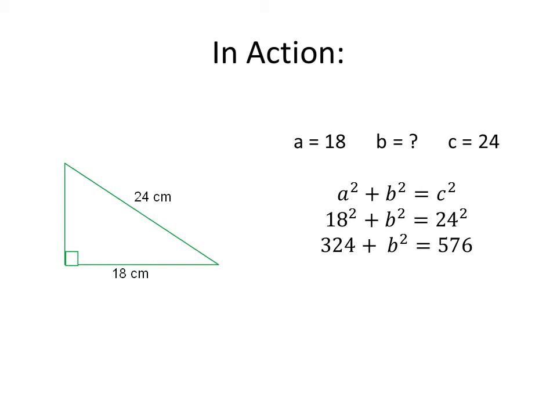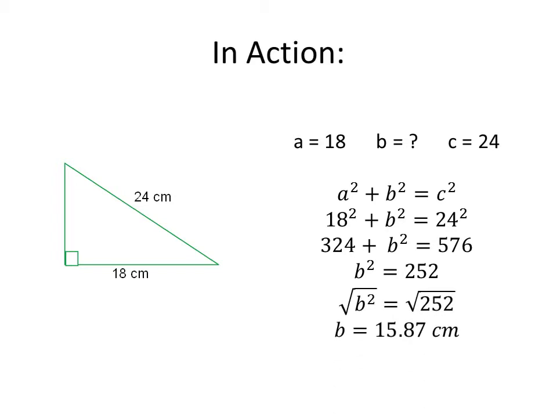We have to get B squared by itself. So we're going to subtract 324 from both sides. And we get that B squared is 252. Take the square root of both sides. And now we have to round, but B is equal to 15.87 centimeters. Or we could also round it to 15.9 centimeters, depending on what the problem was.